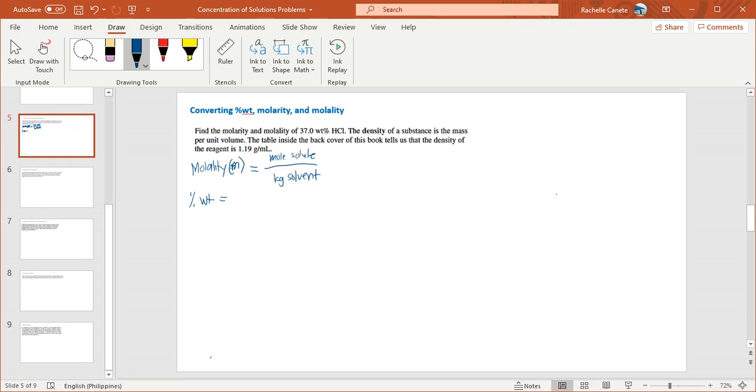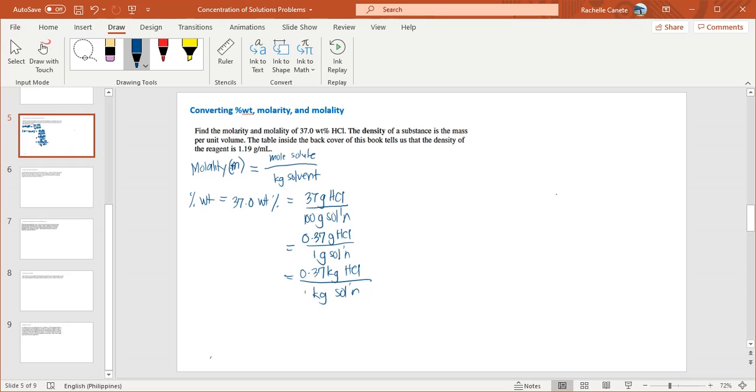So if you're told that a solution is 37.0 weight percent, that means that solution has 37 grams of HCl per 100 grams of that solution. It could also mean 0.37 grams of HCl per 1 gram of solution, or 0.37 kilograms of HCl per kilogram of solution. They're just the same as long as it becomes 37% when you compute it.